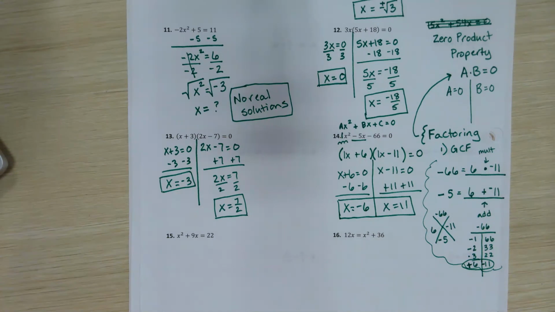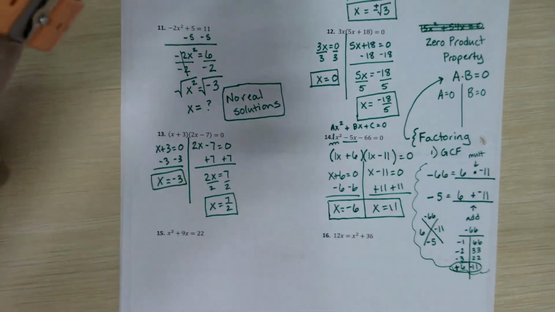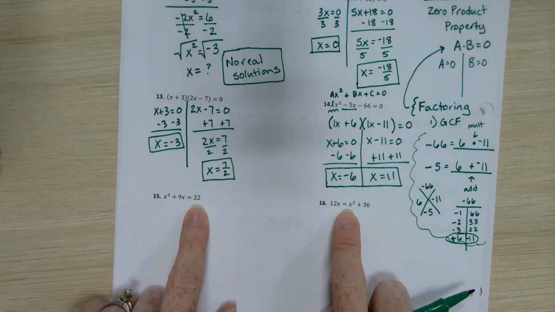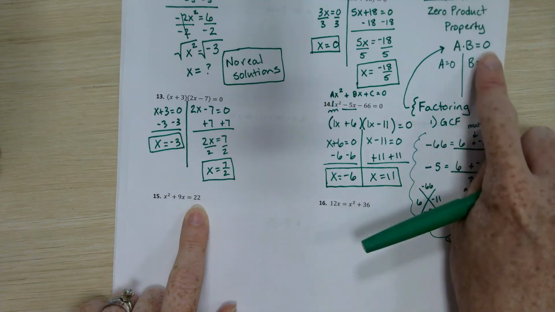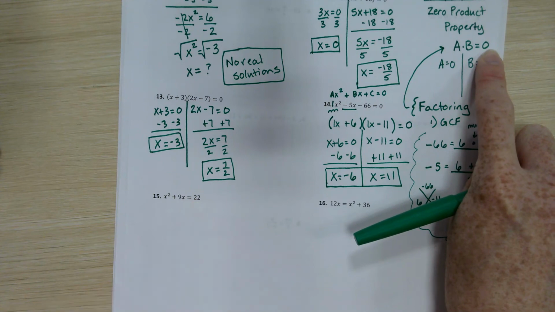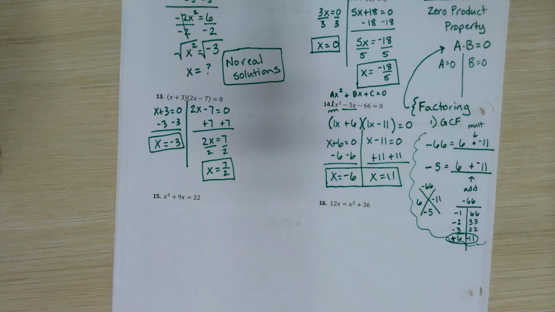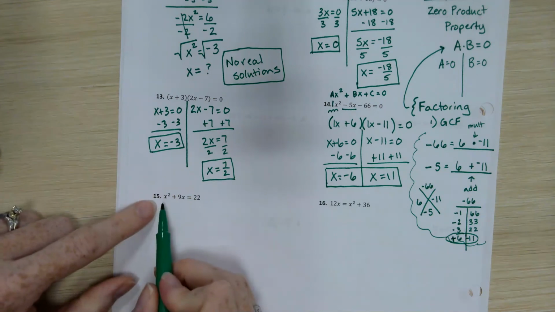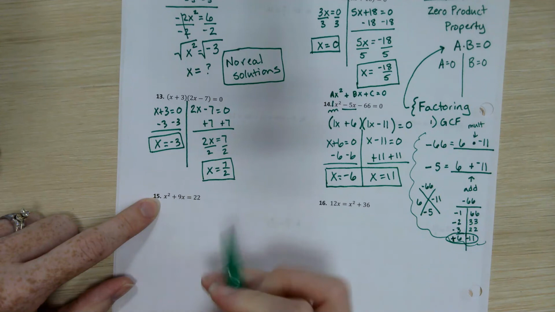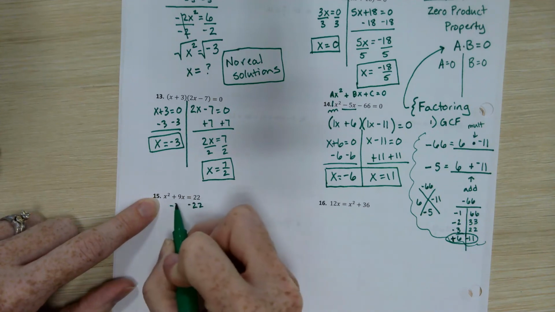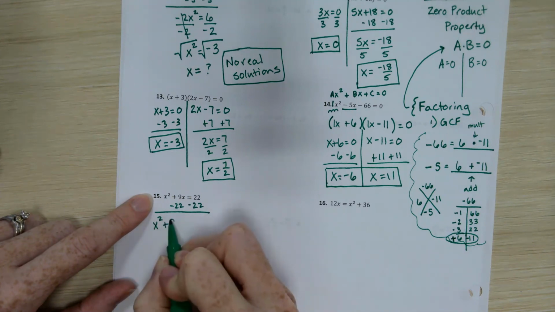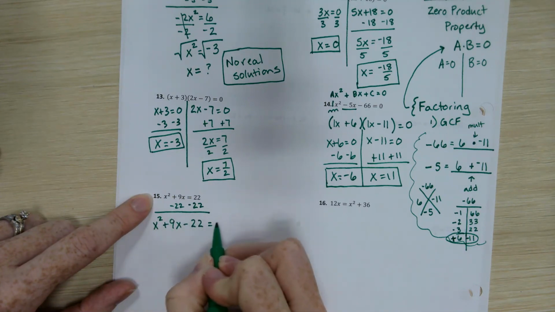Okay? These last two problems are very similar, but as you'll notice, they're not equal to 0 right now. And in order for the zero product property to work, our equation must be multiplication, a product, and it must be equal to 0. So my first order of business is to make that happen if it's not set up in that way. And I want to try to keep my x squared term positive. So I'm going to leave the x squared plus 9x alone. I'm going to subtract 22 from both sides to make that right side equal to 0. X squared plus 9x minus 22 is now equal to 0.